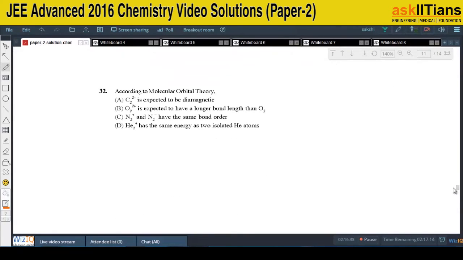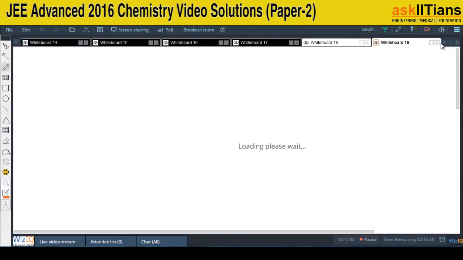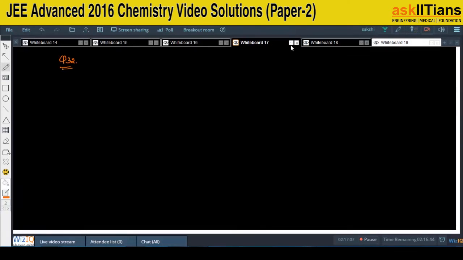Question number 32 says that according to the molecular orbital theory, C2 2- is expected to be diamagnetic, O2+ is expected to have a longer bond length as compared to O2, N2+ and N2- have the same bond order, and He2+ has the same energy as two isolated helium atoms. So again my dear students, this all is about how we are going to decide the answers on the basis of molecular orbital theory. So I am left with no other option but to start with the first option.